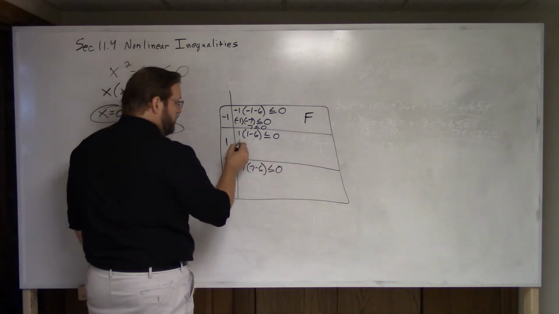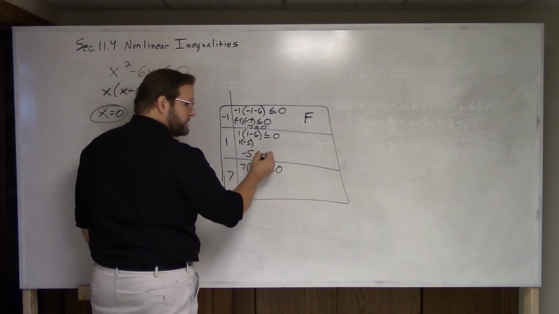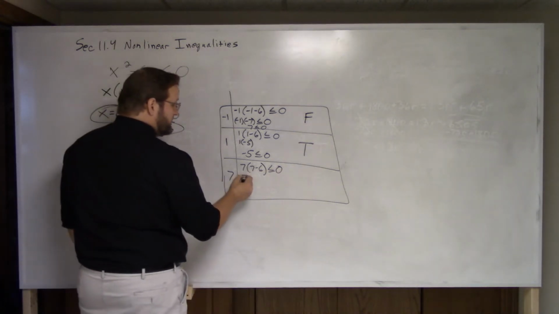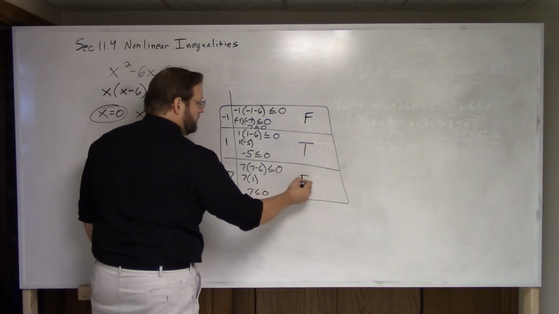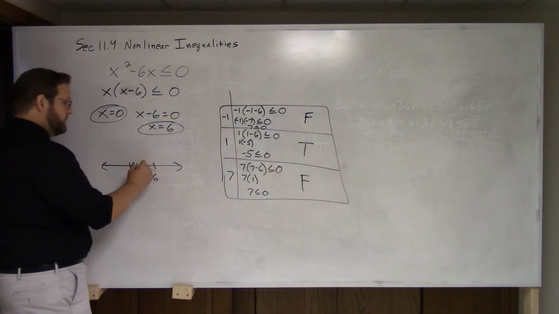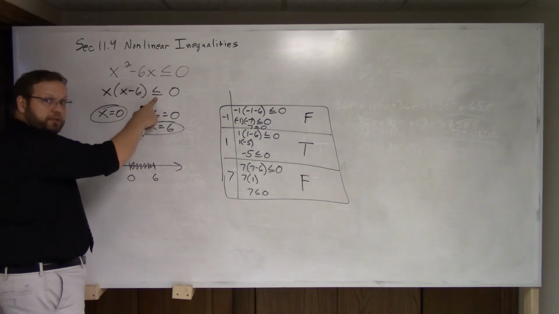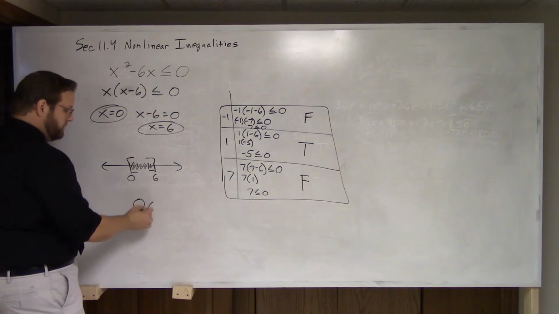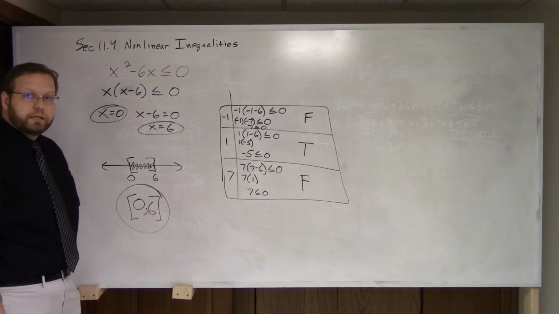Over here I have 1 times negative 5. That's negative 5. Is that less than or equal to 0? Yes, that's true. And then over here I have 7 times 1, which is 7. Is that less than or equal to 0? No, that is false. So all I have working for me is this region in between. And since I'm looking for or equal to 0, I am going to be including these, so I have the interval 0 to 6. And there we go.